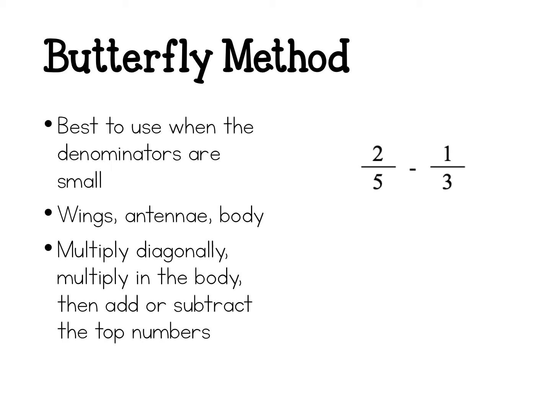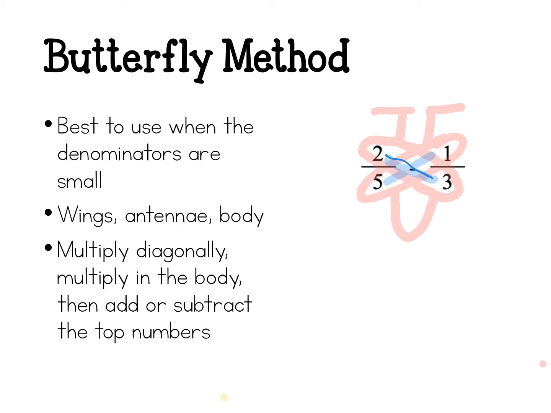When we use the butterfly method, it's best to use this method when the denominators are small because we end up having to multiply the denominators by each other. So we're going to draw the wings, the antenna, and the body. And then we're going to multiply diagonally inside the wings.